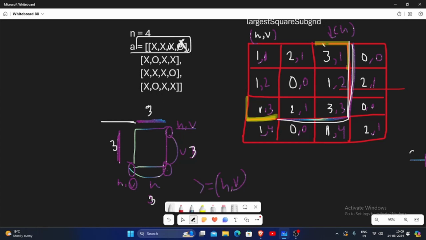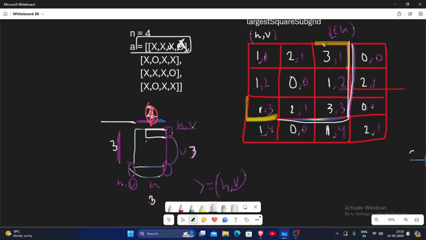Why? Because if it was 2, that means it is forming till here only. So will it form a valid square? No, it will not form. So at least I get to know vertical from here, horizontal from here. If for this point I get the horizontal distance, and for this point I get the vertical distance, and this horizontal and this vertical are greater than or equal to this HV value that we have from here, in this case, we have 3.